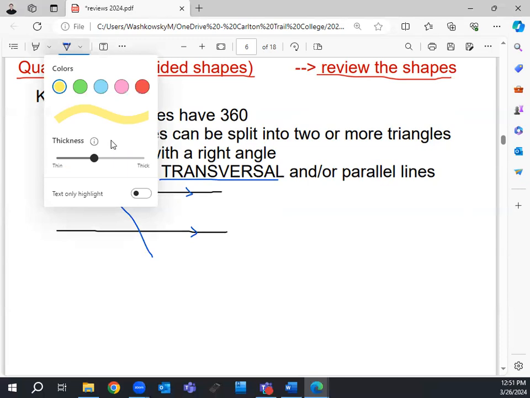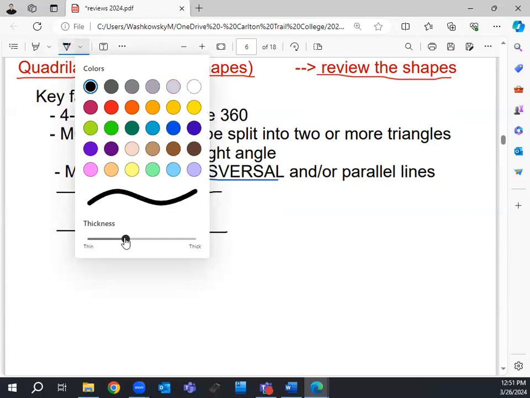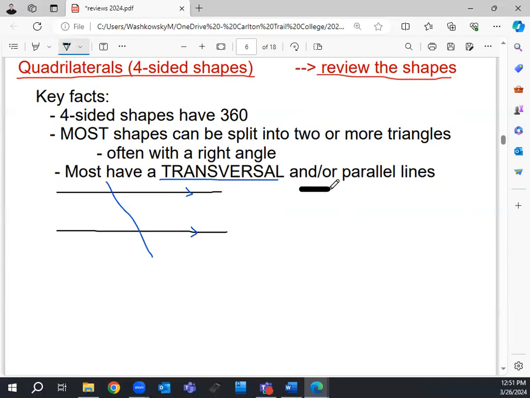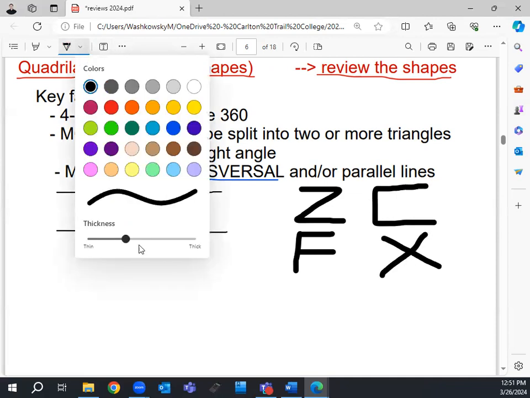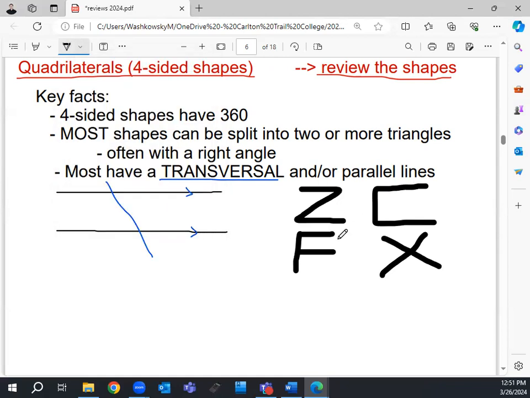Now, if you remember, we had four letters that we look for when it comes to shapes. Do you remember what they are? Z, C, and an F. There's a Z, there's a C, there's an F. I can't remember the other one. Oh, an X. Yeah. So what was the acronym I used? I forget what it was. I used an acronym for it. It's in 5.2 somewhere. But there's a way you can remember that.